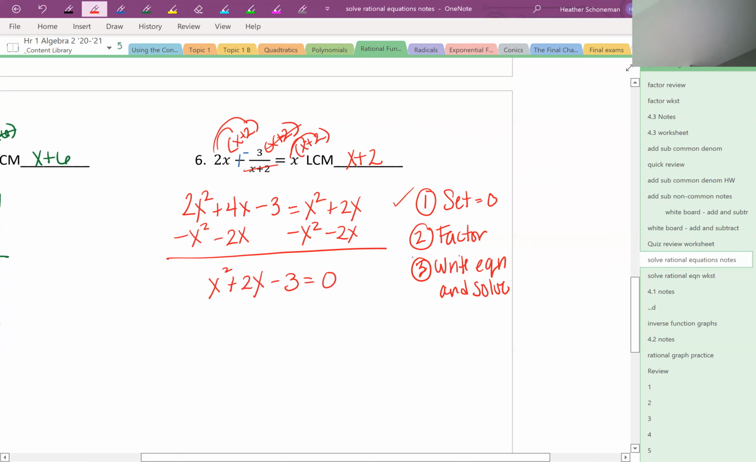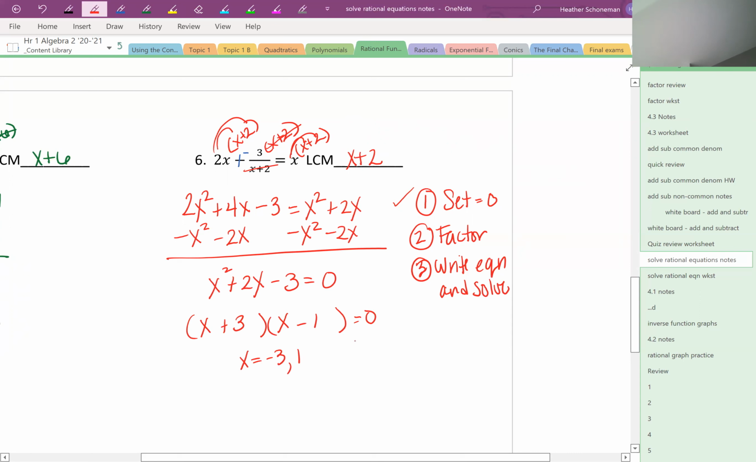Okay, we set it equal to 0. Next step is to factor. There's no greatest common factor. It's a trinomial with a leading coefficient of 1. So I'm going to go straight to my 2 parentheses. The two numbers that multiply to -3 and add to 2 would be 3 and -1. When I solve, x equals -3 and +1.